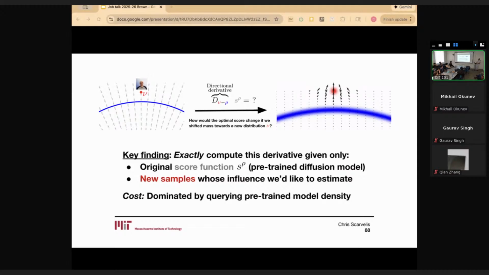Okay. We can do all this at fairly reasonable cost. It's comparable to a density query, which is a pretty common operation in this space. And as a result of all of this, we can now estimate how the optimal score would change if you were to shift some mass towards new samples or away from existing ones.